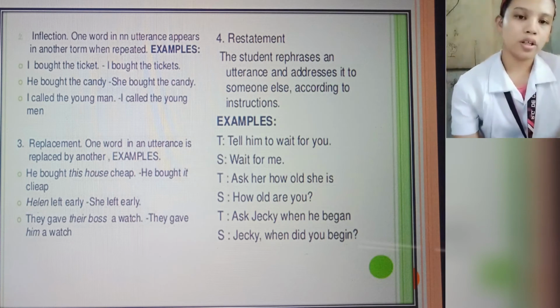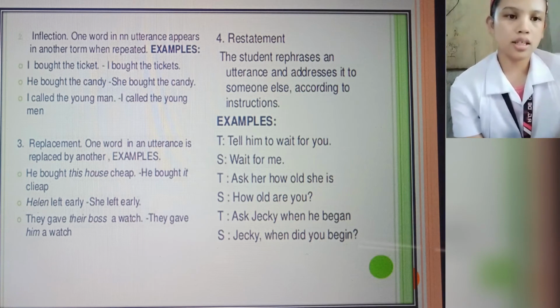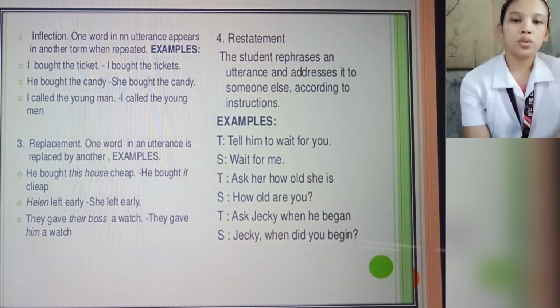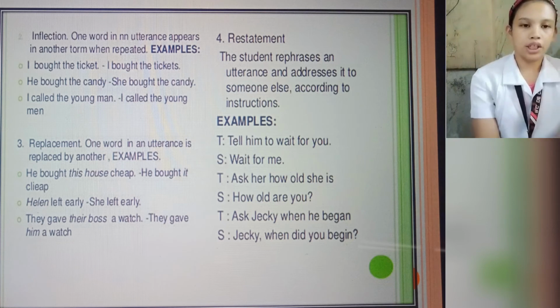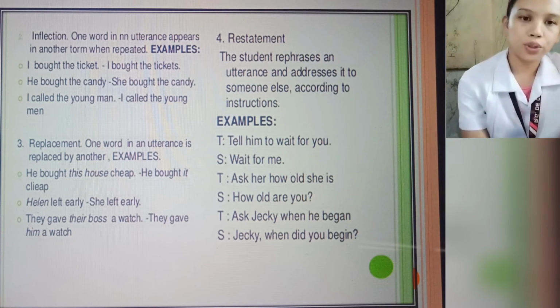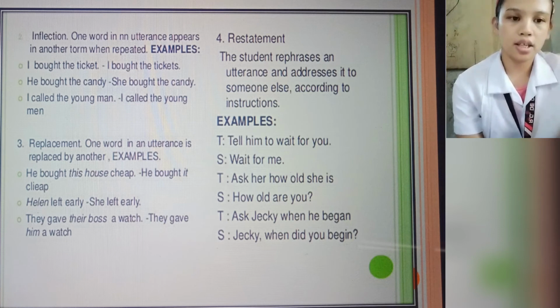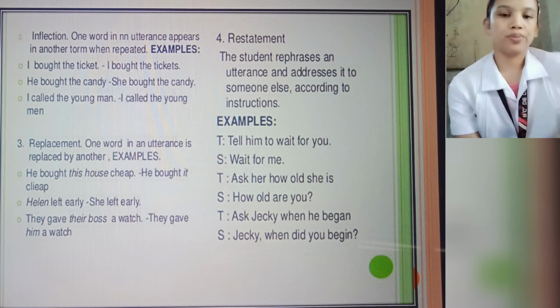So, the fourth drill is restatement. Restatement is when the student replaces an utterance and addresses it to someone else according to instruction. So, let us see the example. Now teacher said, tell him to wait for you. You can restate by saying this, wait for me.